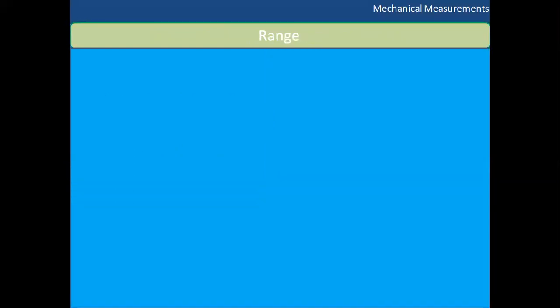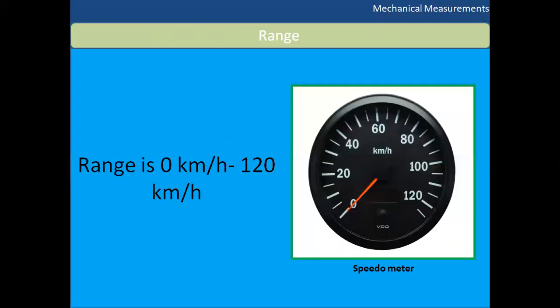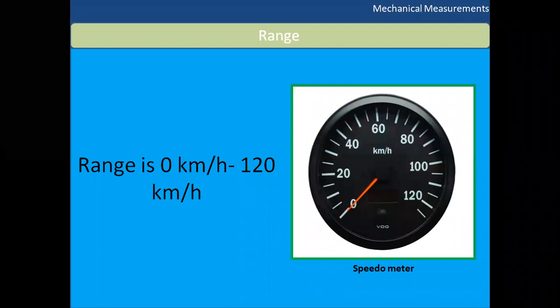So next is range. What do you mean by range? Observe here, a speedometer has been displayed. It has a range from 0 to 120, meaning the speed being detected is from 0 to 120. The maximum value is 120 and the minimum value is 0. So 0 to 120, we regard it as a range. That is, the range is 0 kilometer per hour to 120 kilometer per hour. So the speed can fluctuate between 0 and 120.